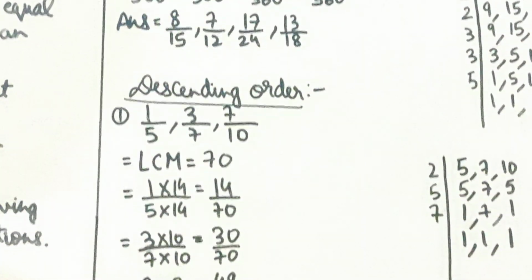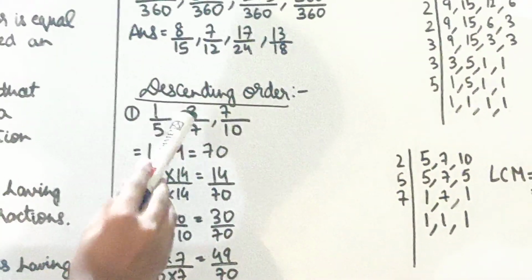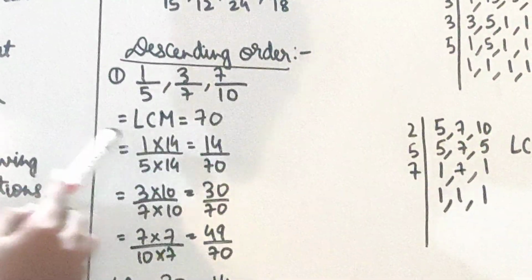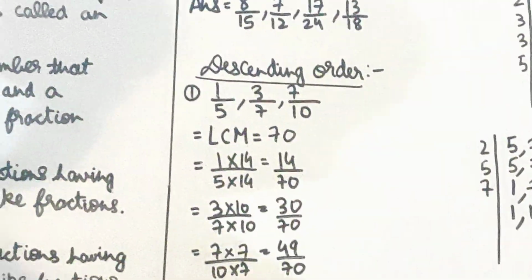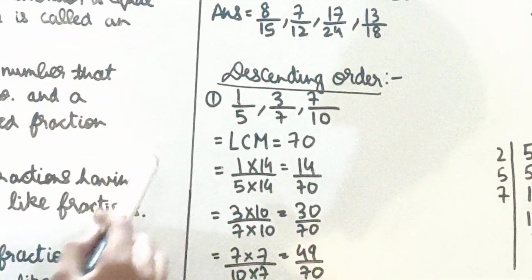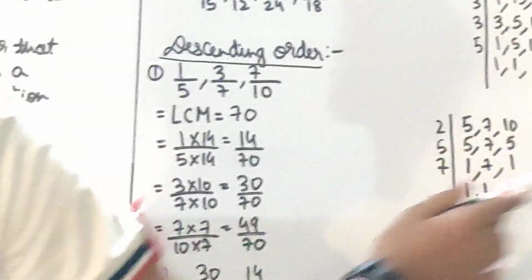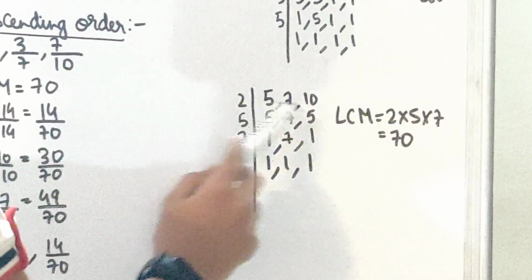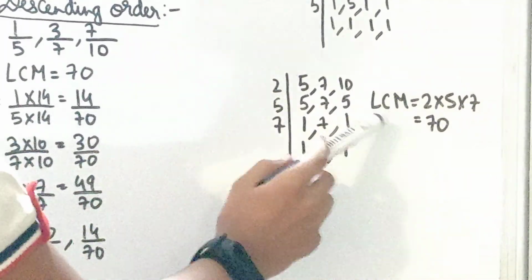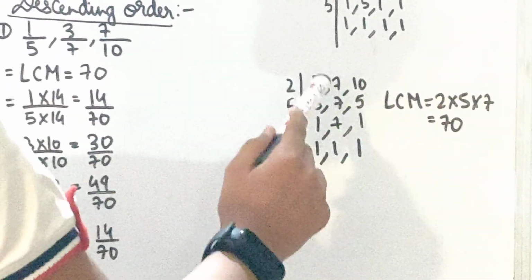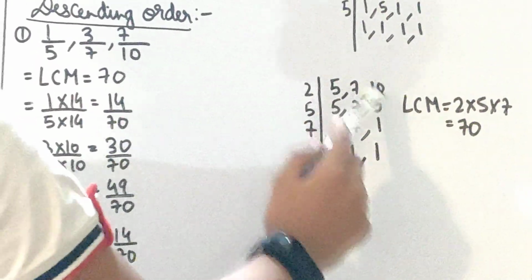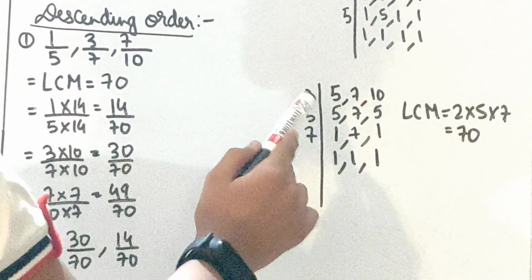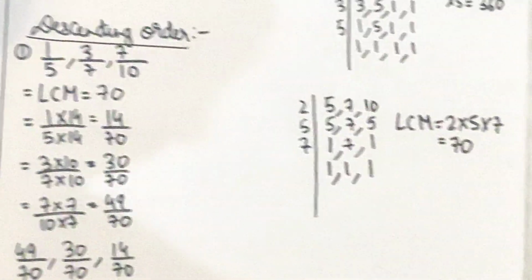Then descending order. Over here 1 upon 5, 3 upon 7 and 7 upon 10. So first of all we need to find the LCM of these three denominators. It is 70, as 2 5s are 10. Only 10 is divisible by 2. So 2 5s are 10. Then 5. 5 1s are 5. 7 will be as it is. And then 5 1s are 5. Then 7 1s are 7. So 2 5s are 10, 10 7s are 70. So 70 is the LCM.